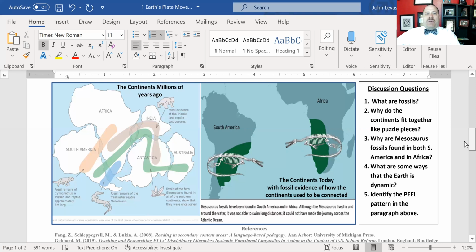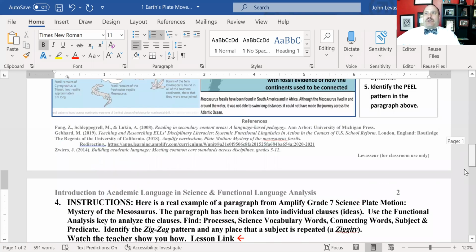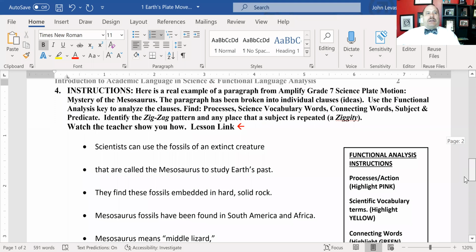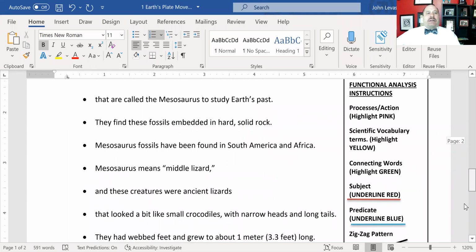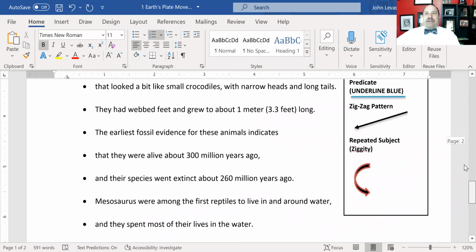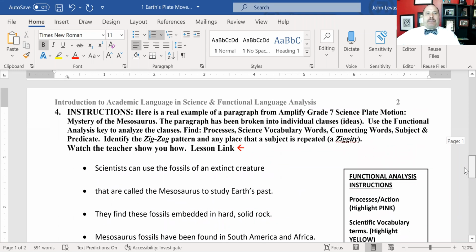So let's move on to the next section, which is side two, and here we have a paragraph that I cut and pasted out of the Amplify curriculum, okay? And then what I did is I broke it into the individual ideas, the individual clauses that are found in that paragraph. So let's read the instructions.